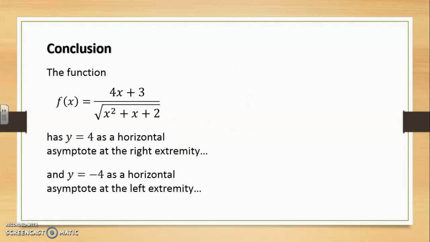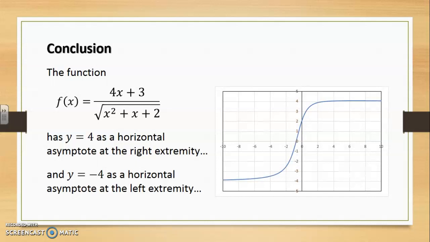Conclusion, the function that we have been working on the last two examples has y equals 4 as a horizontal asymptote at the right extremity, but y equals minus 4 at the other. And here is its graph.